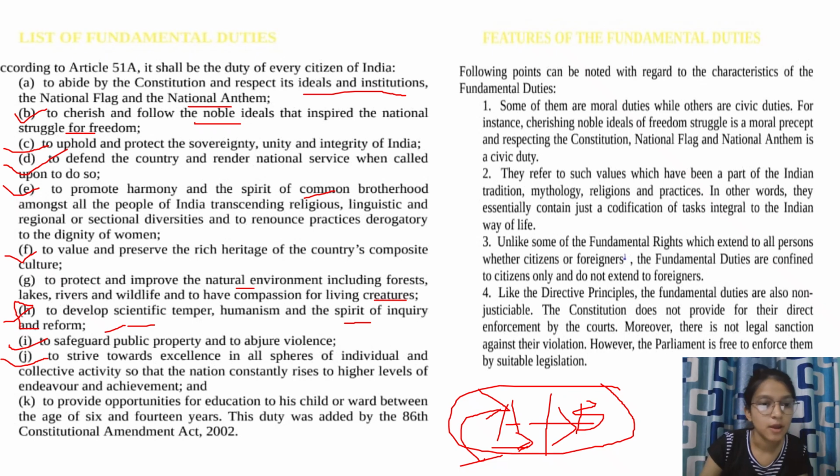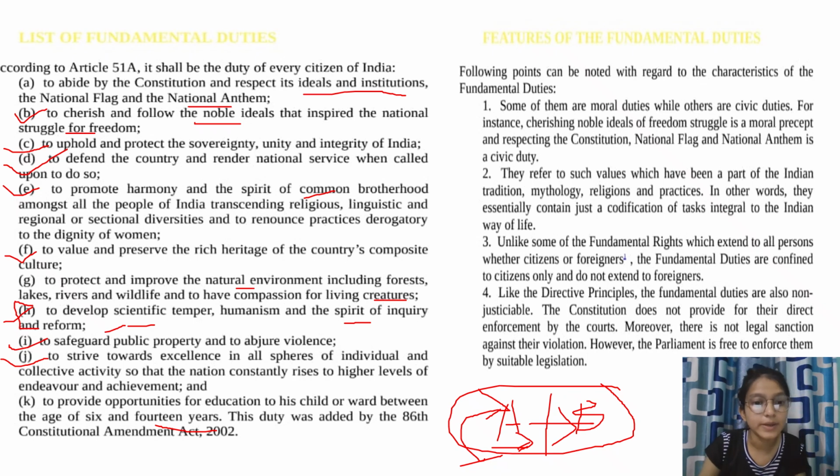Provide opportunities for education to a child or ward between the age of 6 and 14 years. That compulsory education should be there, because without education a person cannot have a better personality. Education is important in order to live in society, in order to understand things.